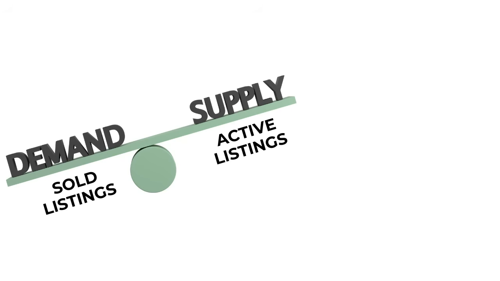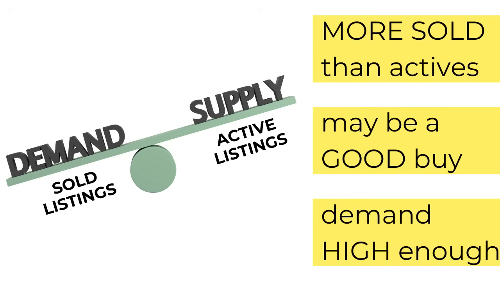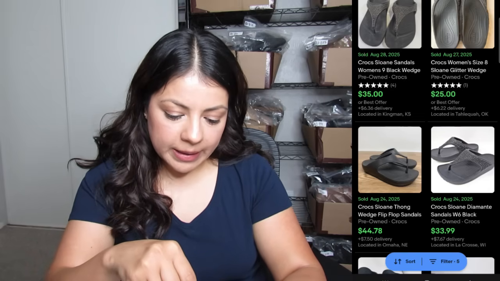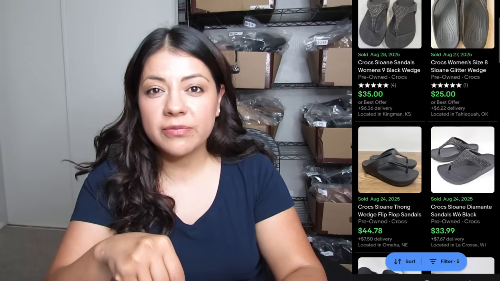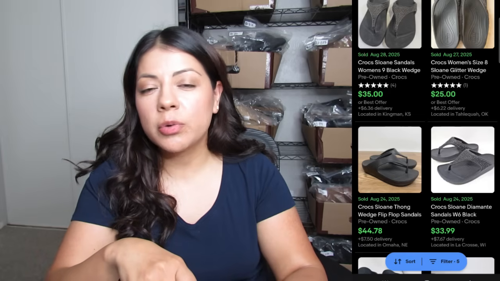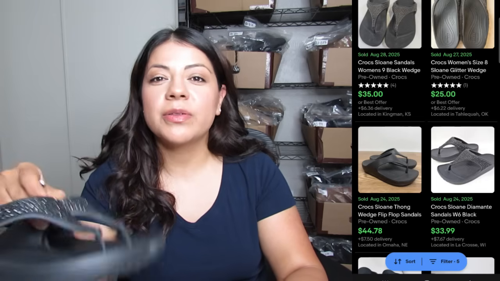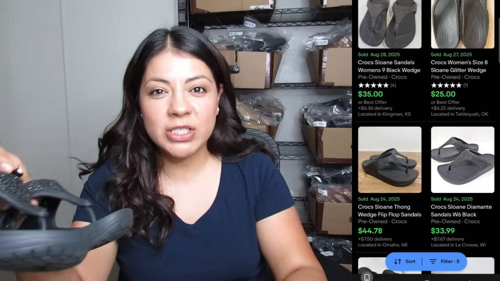Now, if the opposite is true, the amount of items sold is way higher than the amount of items listed, that means it is probably a good buy for you, because that means that the demand is bigger than the supply, and that's the kind of items you want to pick up. So for these sandals, that is the case. There were 28 of them available, but 41 of them sold. Since there are more sold than available, that's why I went ahead and picked these up. Even though we're moving into fall, they have a high chance of selling.